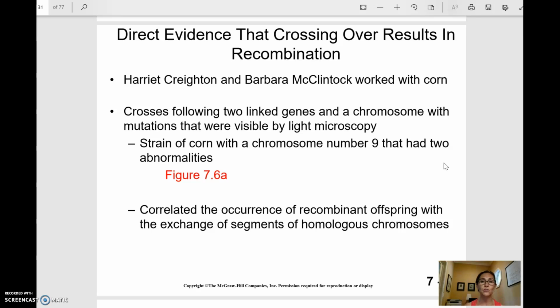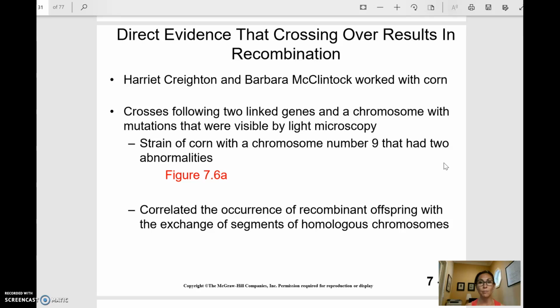Yes, Morgan's group saw chiasmata occurring in homologous chromatid pairs. However, what was difficult was that X chromosomes are really long, and chromosome 1 in flies is also really long. So it wasn't until Barbara McClintock and Harriet Creighton did work on corn.